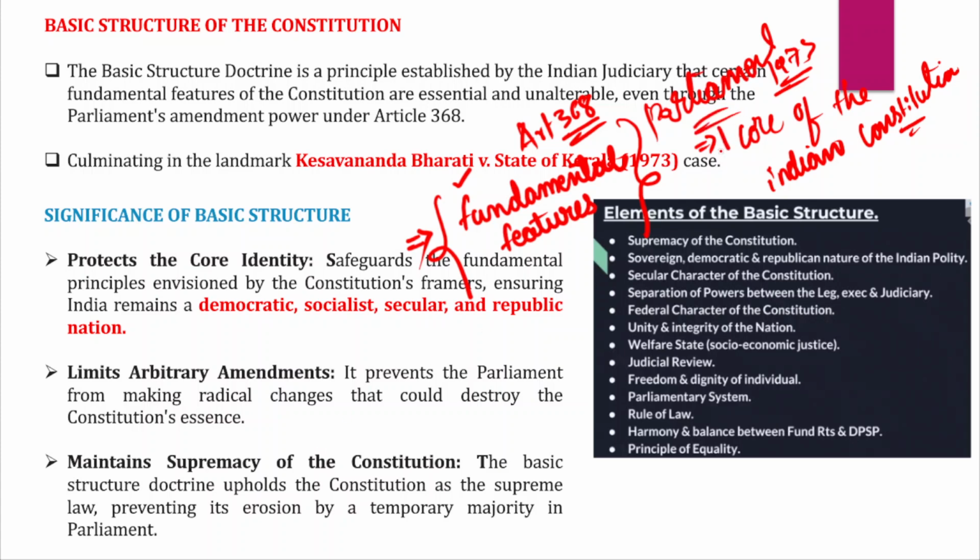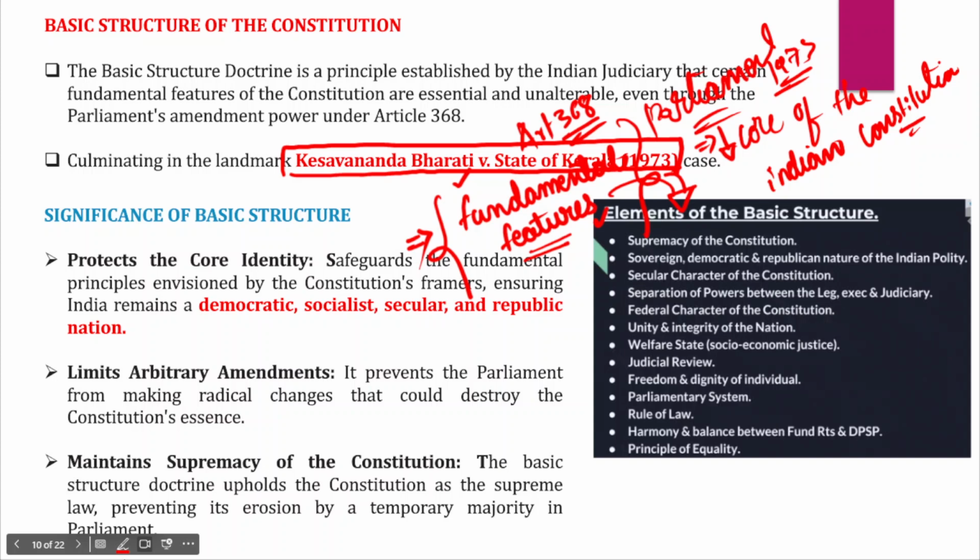However, Parliament can amend any part of the Indian Constitution except certain fundamental features, as these features have been provided from time to time by the Supreme Court. And in fact, it culminated in the Keshwanand Bharati versus State of Kerala case in 1973. Now, so far, the Supreme Court has given different elements which are considered part of the basic structure doctrine. So what are those elements that the Supreme Court has given?